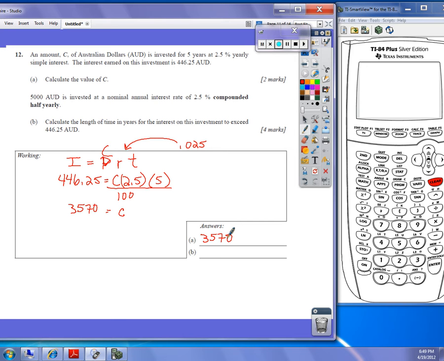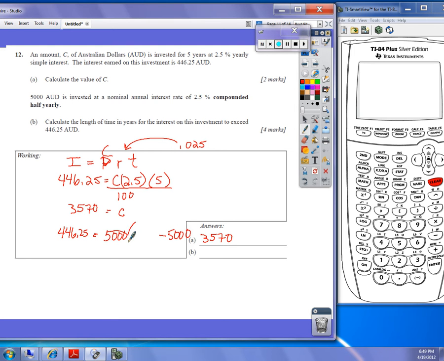In the second part of the problem, we're going to be calculating T, time, in a compound interest problem. So we've got $5,000 that we're investing, and we want to know when the interest is going to be more than 446.25, which means we're going to use the formula in the formula sheet. So we'll be subtracting off the $5,000 after we make our calculation.